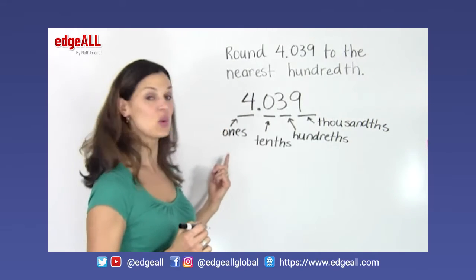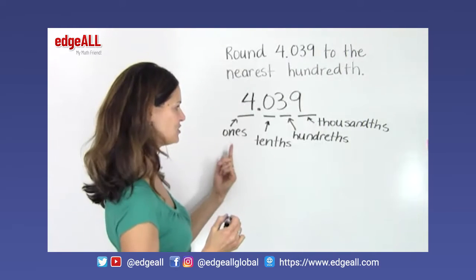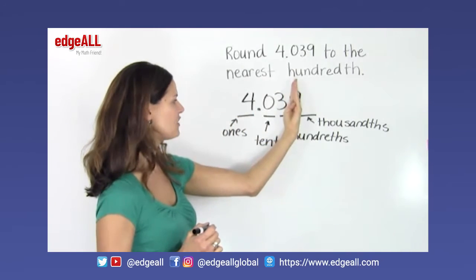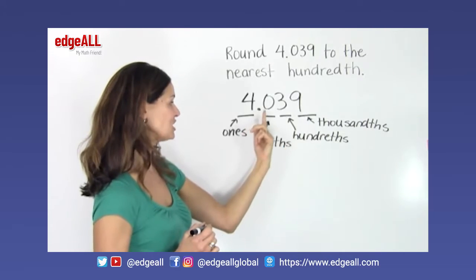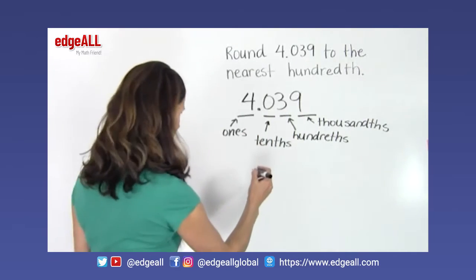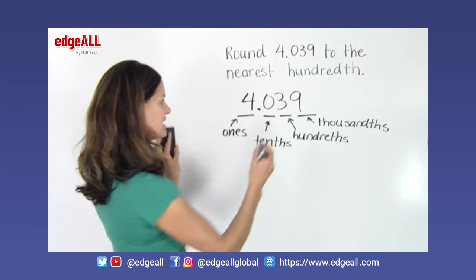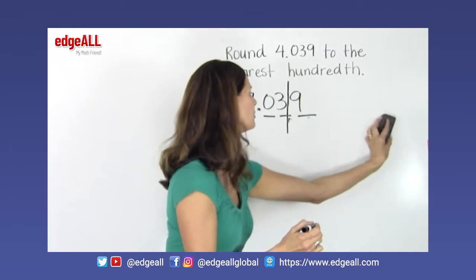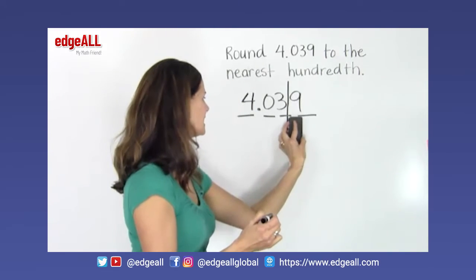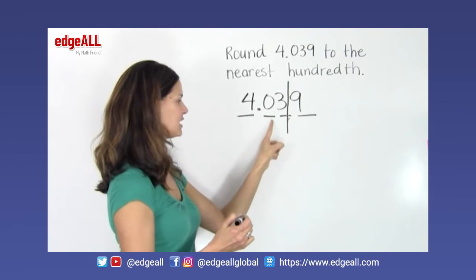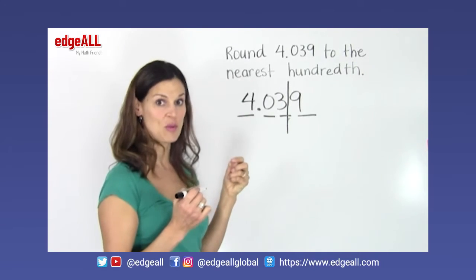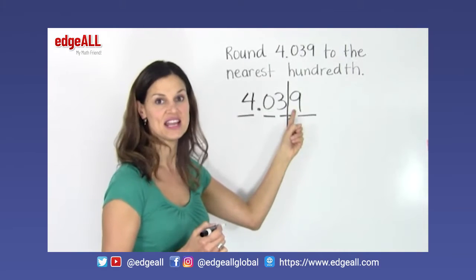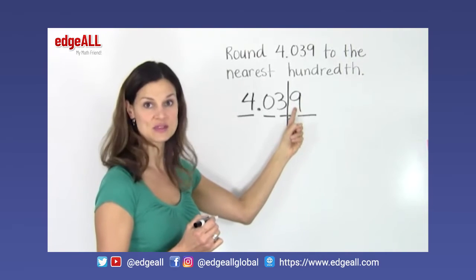In this case, we are asked to round to the nearest hundredth. So what we want to do is have our number stop after the hundredths place, so that there are only 2 digits left to the right of our decimal point. We're going to draw a line right here, and we know that we want our number to stop right there. But the question is, do we leave our number at 4.03 or do we round up to 4.04? What will determine our answer is this next digit, which in this example is in the thousandths place.